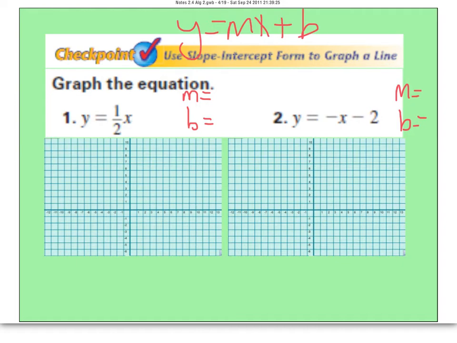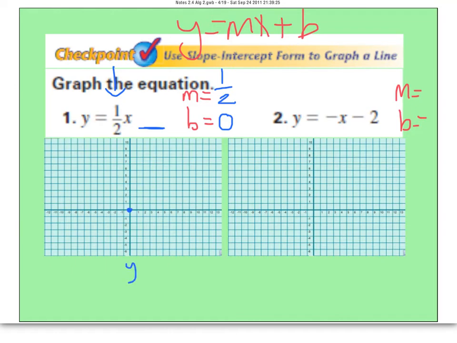So if we go back to the number 1, the slope is always in front of the x. So by the way, there's the slope, 1/2. Now, there's no number here, so there actually is a y-intercept. It's just 0. So the first step is to plot the y-intercept at 0. So go to the y-axis, which is this guy here, and at 0 is right there.